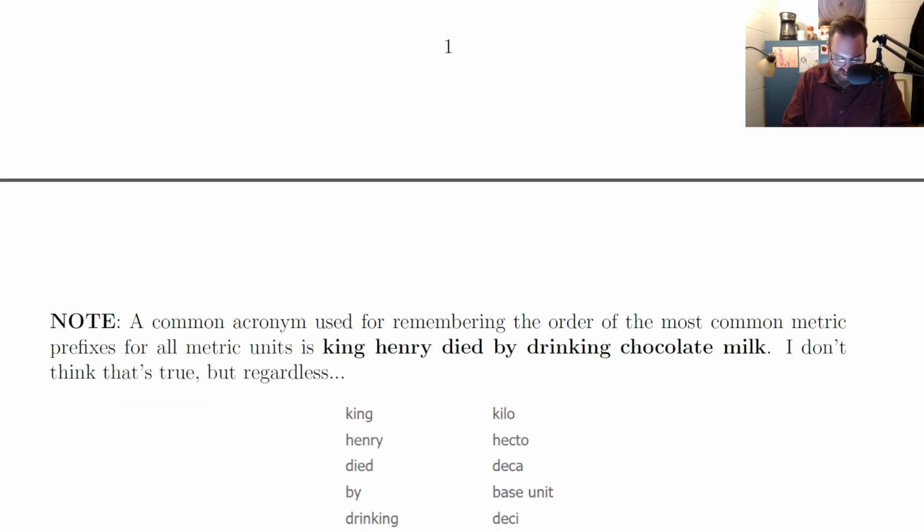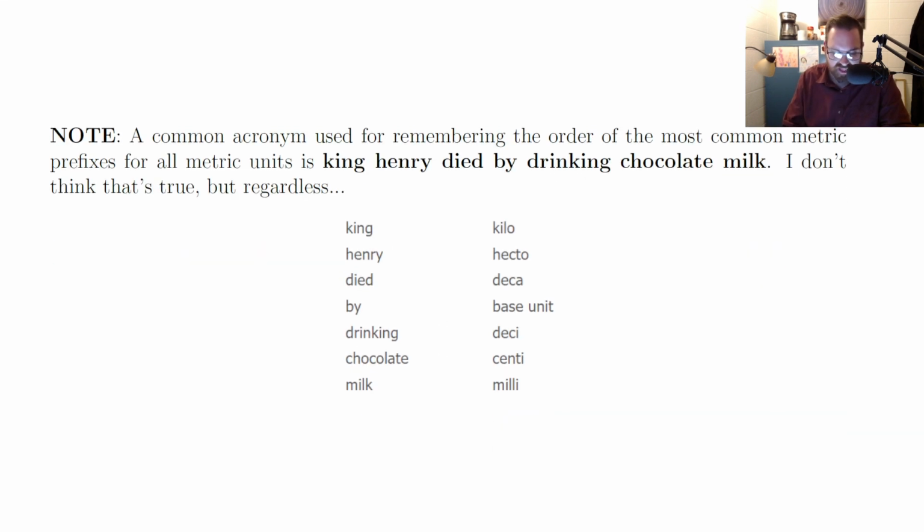For the basic common metric prefixes that we're going to be using, it's kilo, hecto, deca, base unit, deci, centi, and milli. There's a saying that will help you remember it: King Henry died by drinking chocolate milk, which is ridiculous. I don't think that's historically accurate, but it doesn't have to be as long as you can remember the prefixes. So: King Henry died by drinking chocolate milk. You've got your kilo, hecto, deca, base unit, deci, centi, milli.